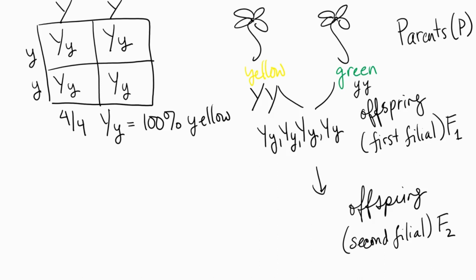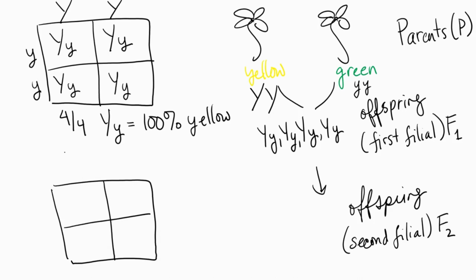All right, so now what we want to know is what happens if we make 2 of those offspring, and what would we get in our second filial? So we're going to make a second Punnett square, but using our offspring, or F1. So if we do that, one of our offspring is capital Y, lowercase y, and another is capital Y, lowercase y. So in the first box, we have capital and capital. In the right box, we have a capital and a lowercase. In the left bottom, we have a capital and a lowercase. And in the far right one, we have 2 lowercase.